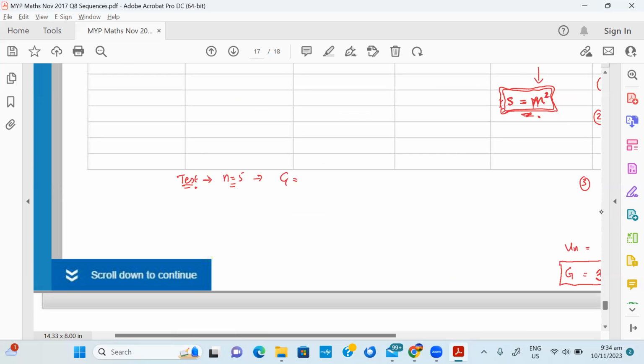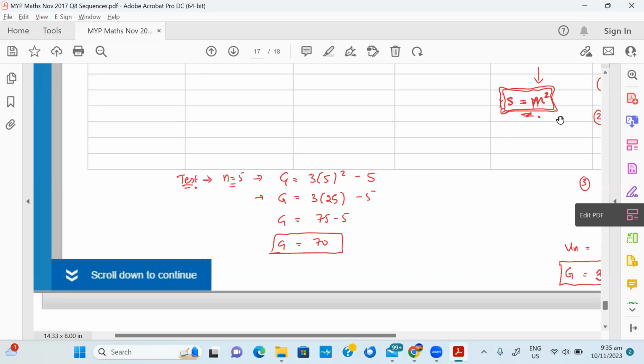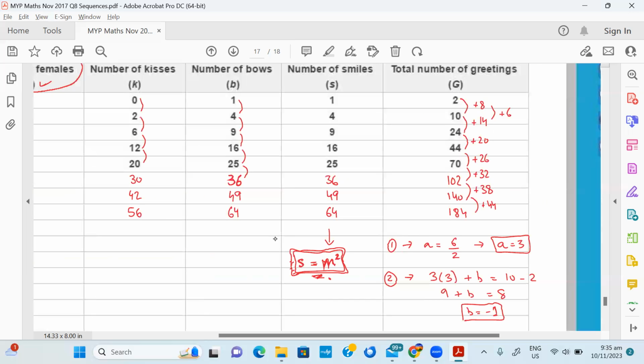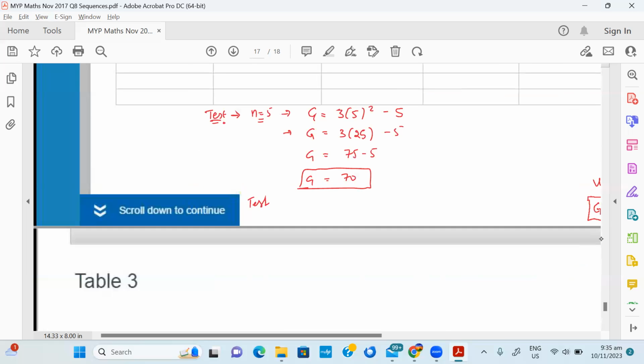G is equal to 3 multiplied by 5 square minus 5, because it was 3m square minus m. Okay, I don't need to write this again. So G is equal to 3 multiplied by 25, which is 5 square, minus 5. And that is going to be 75 minus 5. And that is going to be 70. Is your fifth term a 70? Let's check because I have trust issues. I will check. Yes, it is a 70. So next I have to write the whole sentence: tested successfully as I've done, blah blah blah blah.